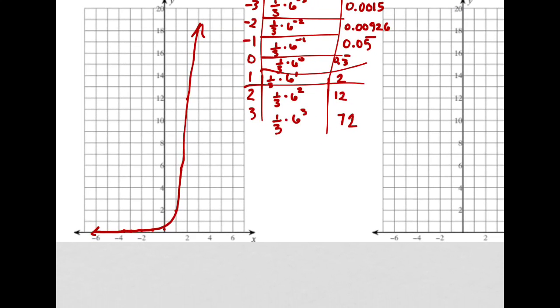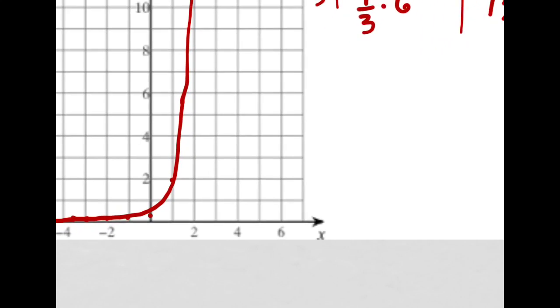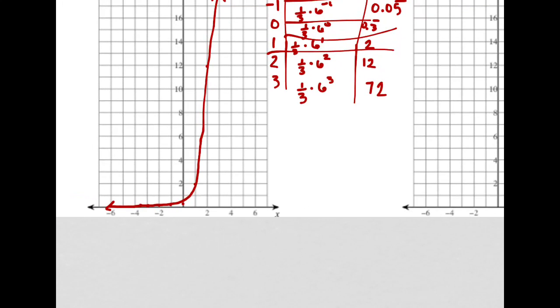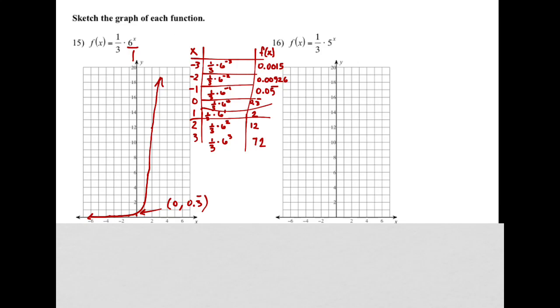There you go. The y-intercept is when x equals 0. So 0.3. I think I said 0.03 the last time. It's 0.3. That's really it. That's all you got to do.